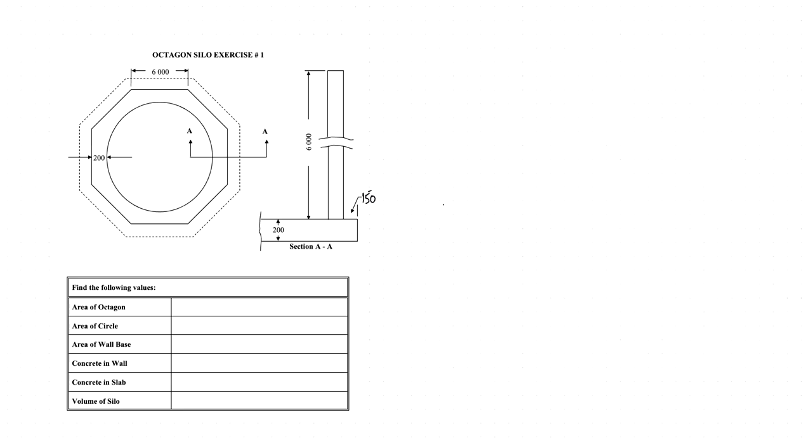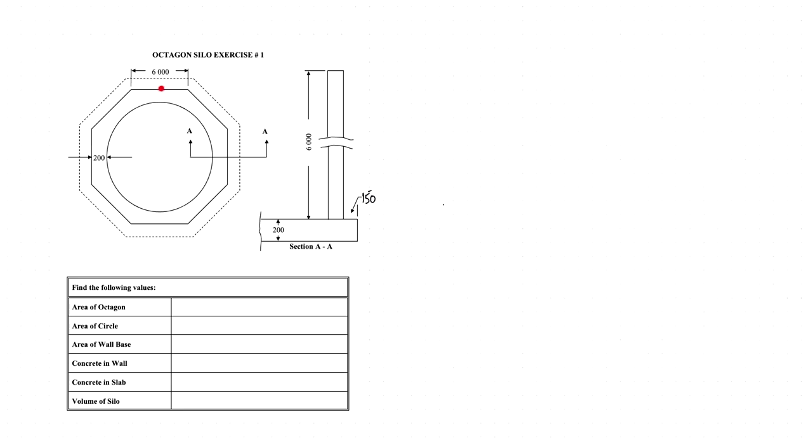Okay, so let's continue. As always, let's first have a look at what we see. We have an octagon shape on the outside, and we have a circular shape on the inside. The dashed lines here indicate the footing. The footing isn't a square around the entire thing, but it's just a bigger octagon.